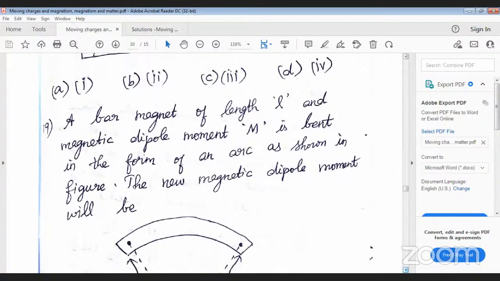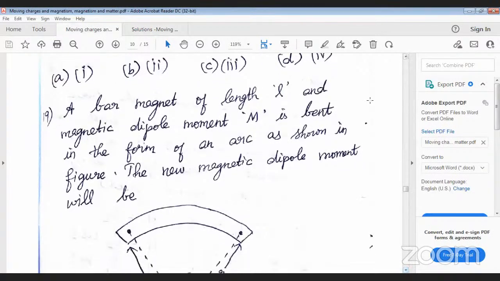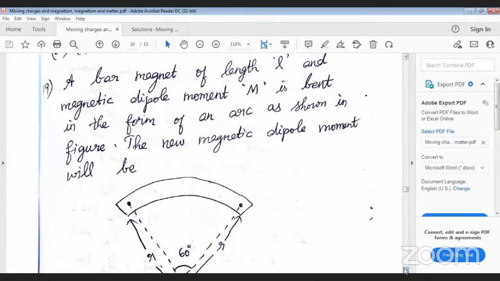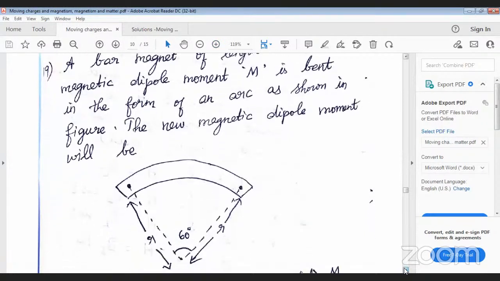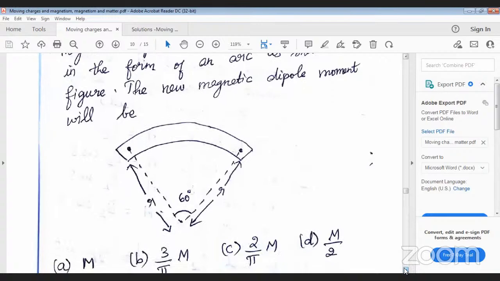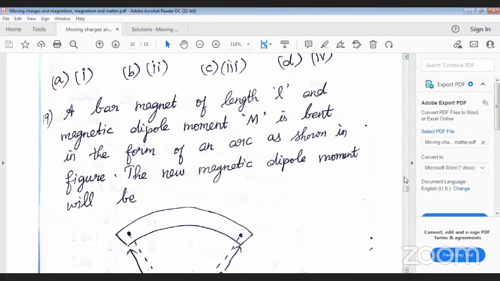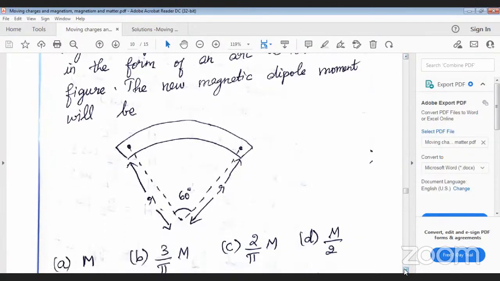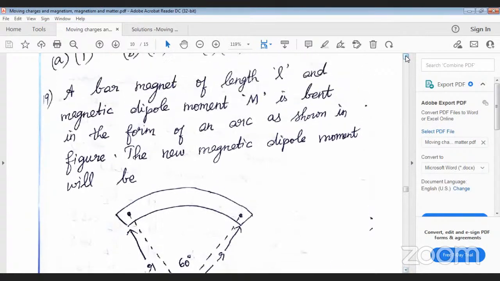Then question number 19, you see a bar magnet of length L and magnetic dipole moment capital M is bent in the form of an arc as shown in figure. The new magnetic dipole moment will be, okay. So here they are mentioning that there's a bar magnet of length L and magnetic moment M bent in the form of this arc, as you can see from the diagram. And that arc is making an angle 60 degree at the center. Okay. So the radius of that circle formed by that arc is taken as small r. Okay. Now what is the new magnetic moment for that bar magnet?